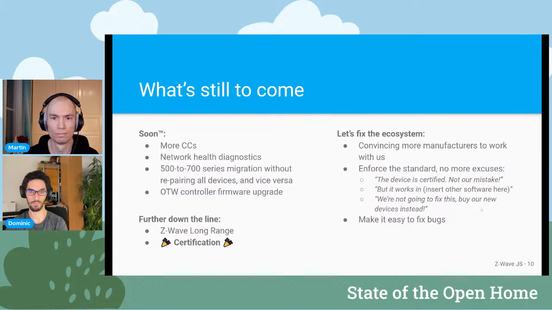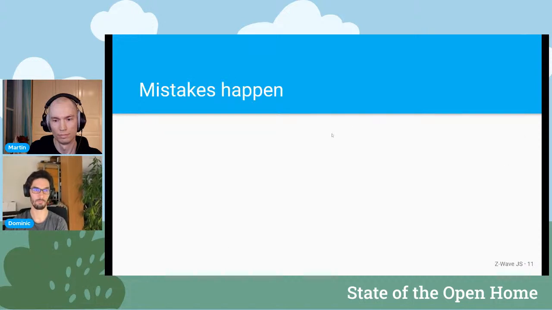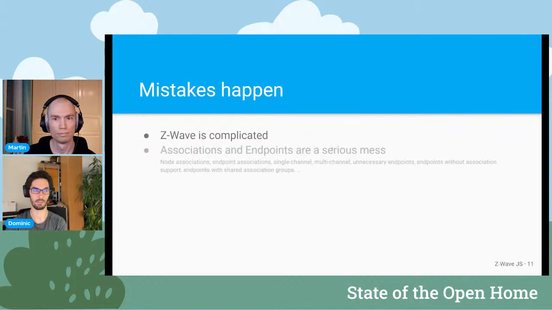So what I want to do with Z-Wave JS is make it easy to fix bugs by simply making it easy to upgrade the firmware on those devices, and well, not allow the manufacturers to hide behind these excuses. So of course, mistakes happen. Z-Wave is very complicated. It's very hard to get it right. And if I've learned anything in those last 4 years, it's exactly this. It's hard. It's really hard.